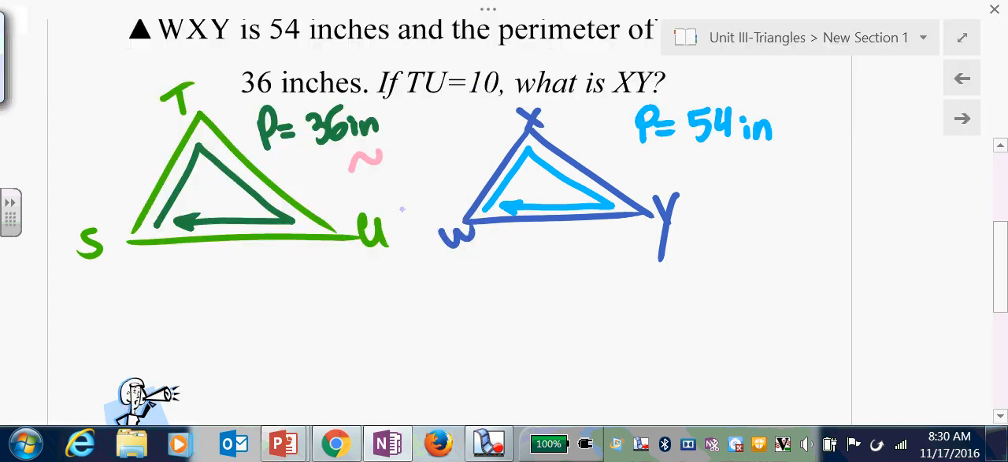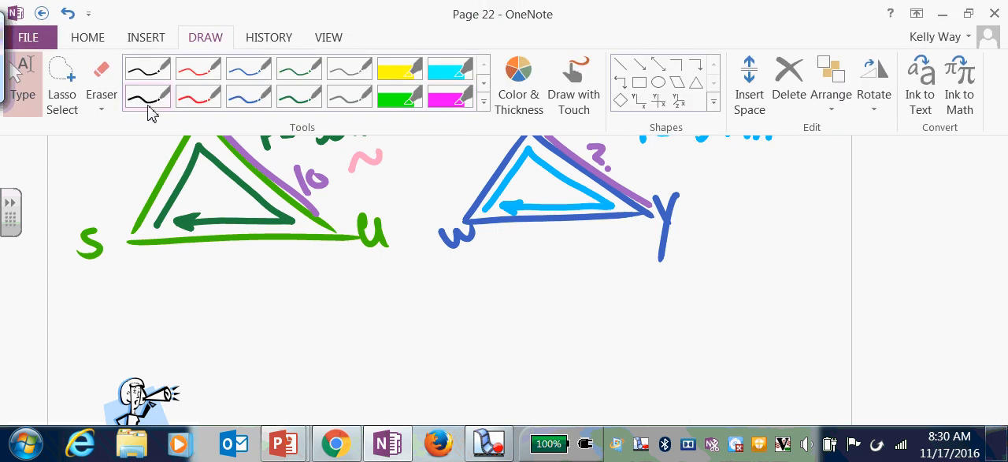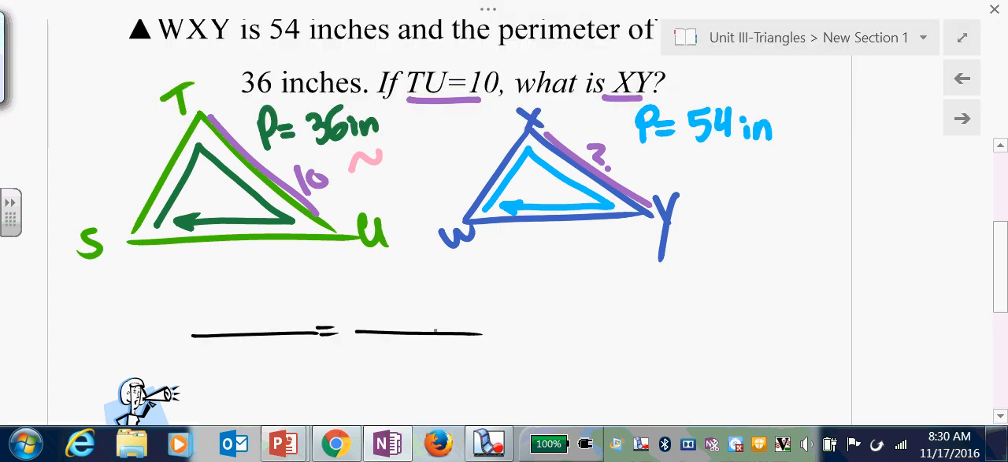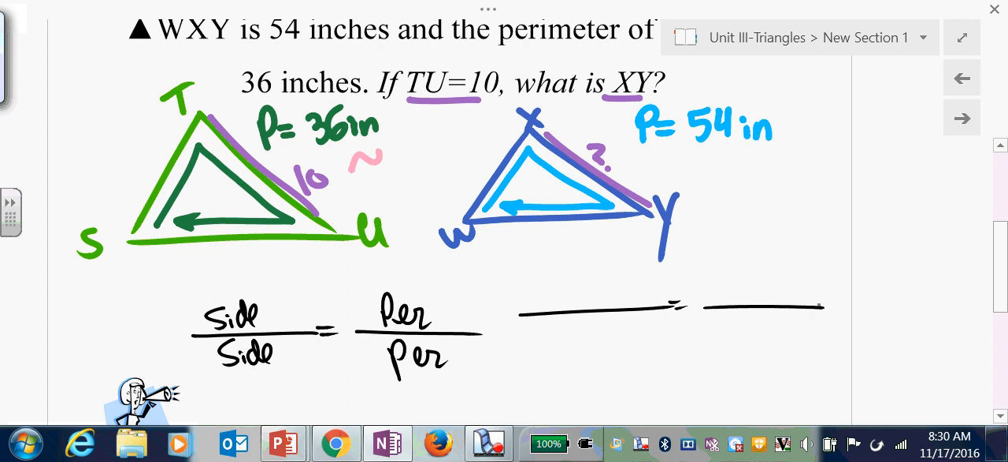We are asked if T to U is 10, what is X to Y? That's our unknown right there. And we are going to, of course, make a proportion. And the proportion is side over side equals perimeter over perimeter. And the reason we can do that is sides are one dimension and our perimeters are also one dimension.